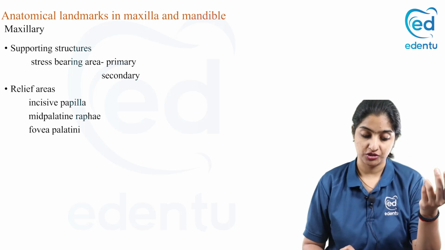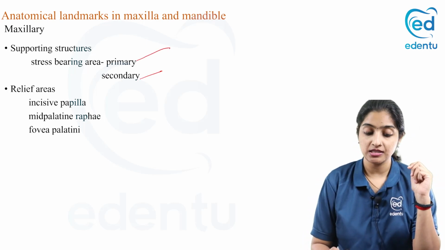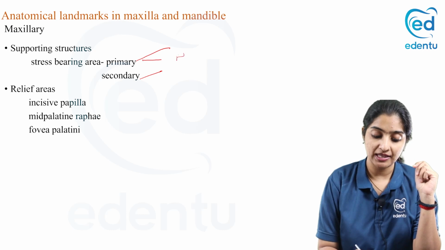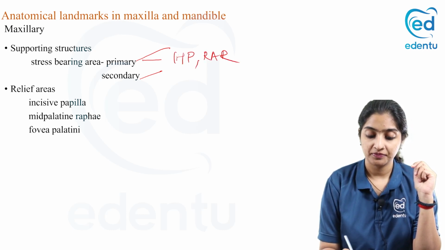What are the supporting structures? The primary stress bearing and the secondary stress bearing areas. Maxilla primary stress bearing area is the hard palate and the residual alveolar ridge. Secondary stress bearing area is the maxillary tuberosity and the rugae.